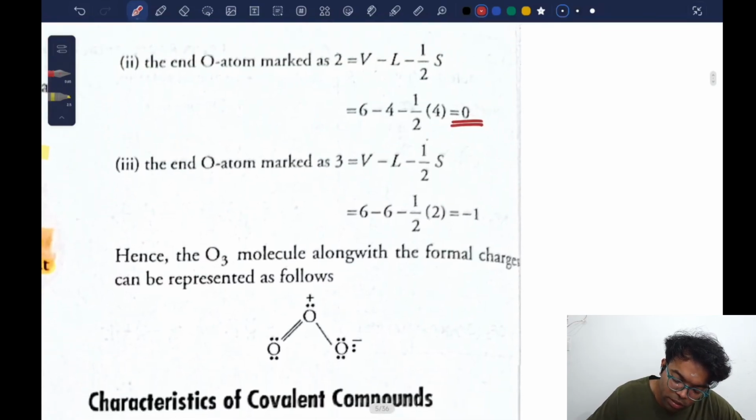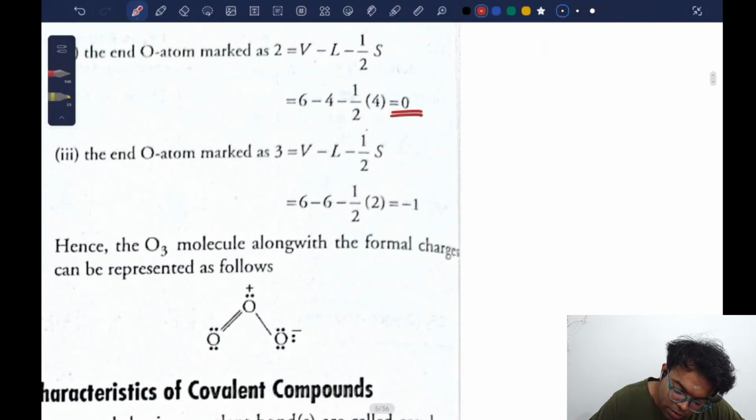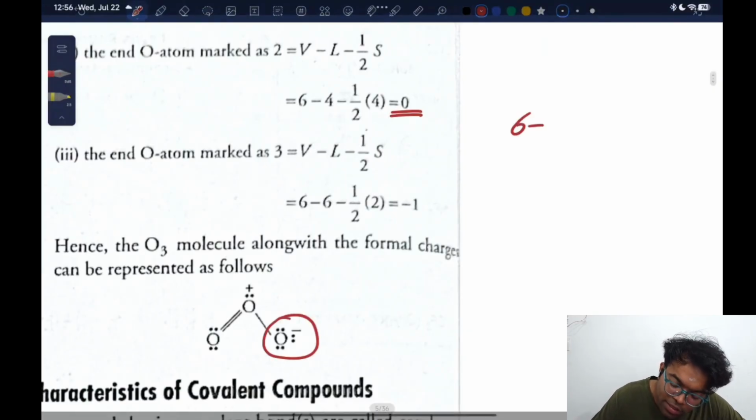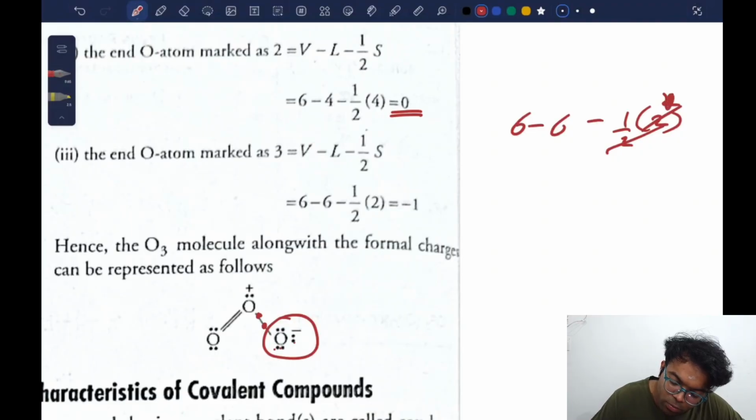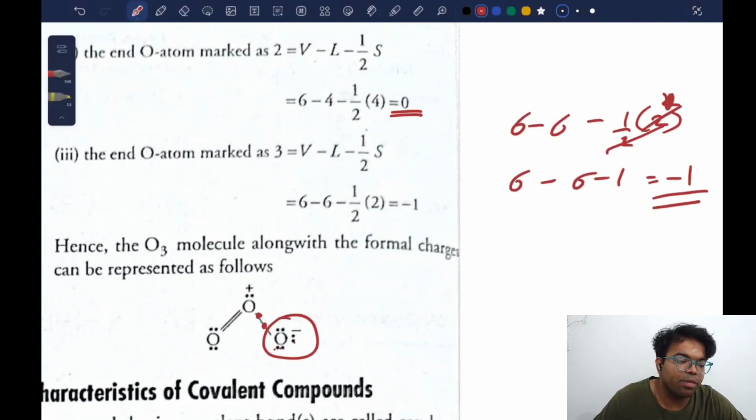Now, for the third one, what is going to happen? For this one, how many electrons are there? There are 6 electrons. Now, how many valence electrons are there? 1, 2, 3, 4, 5, 6. There are 6 valence electrons. How many shared electrons are there? 1 by 2 into, there are only 2 electrons being shared by this oxygen atom. So if you halve this, you will get 1. So 6 minus 6 minus 1 is equal to minus 1. This becomes the overall answer for our question.